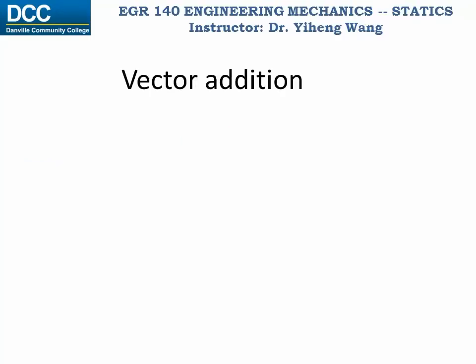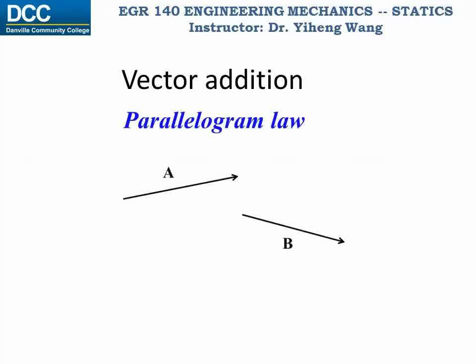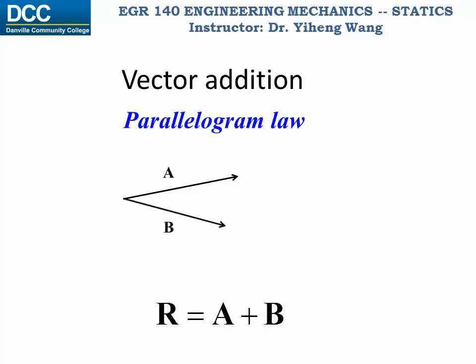To perform vector addition, we need to follow the parallelogram law. Let's say we have two arbitrary vectors A and B, and we want to find the sum, in other words, the resultant vector R, which equals A plus B. First step, we need to join the tails of the two vectors together so that they are concurrent. Then, we construct a parallelogram using A and B as the two sides. And then, draw an arrow that starts from the tails of A and B and points to the other end. This arrow is the resultant vector R, representing both the magnitude and direction of R.